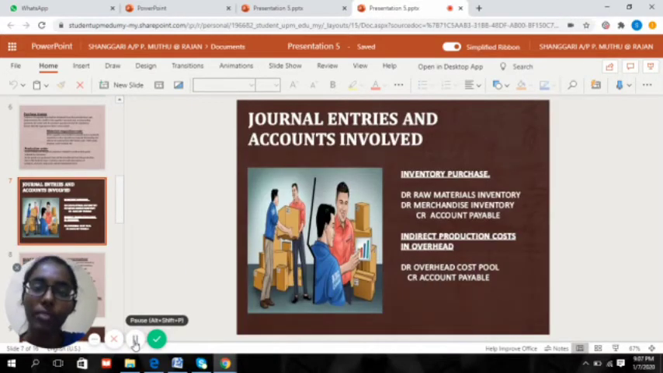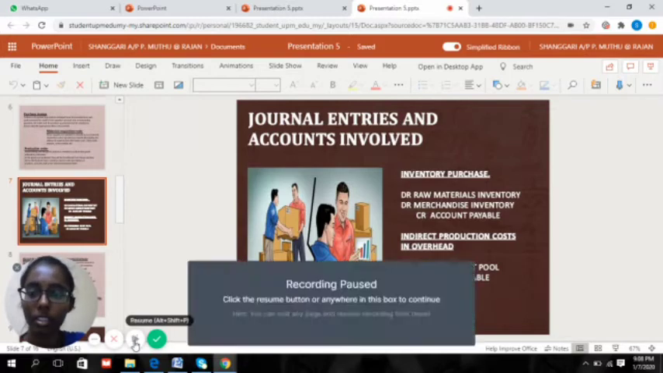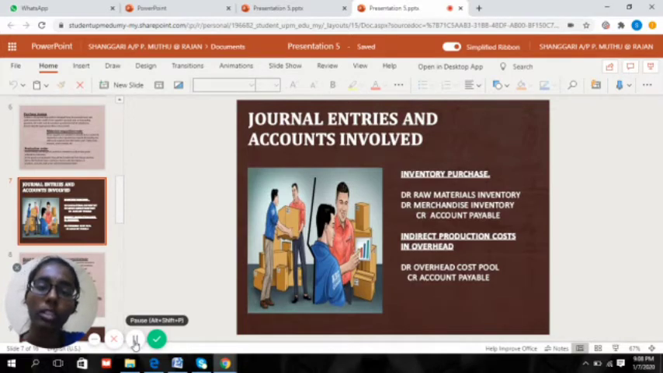These are the inventory journal entries that can be used in inventory transactions. The first transaction would be inventory purchase. The entry is debit raw material inventory, debit merchandise inventory, and credit accounts payable. Second, indirect production cost in overhead. Basically, there are many forms of cost relevant to output that are assigned to the inventory, such as leasing, electricity, and so on. The entry is debit overhead cost pool and credit accounts payable.